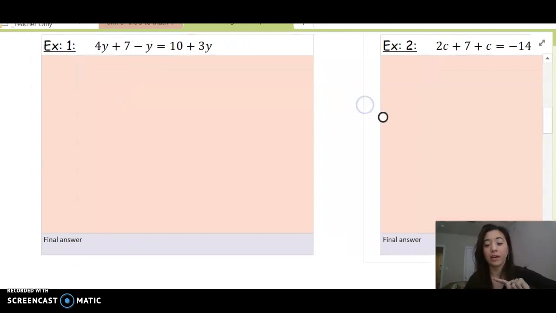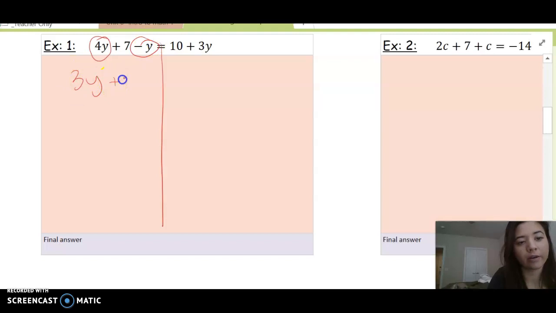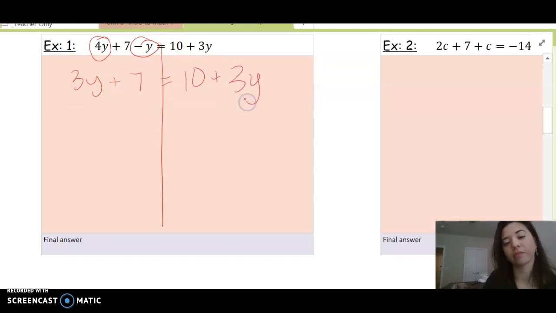Okay, so again, we're combining everything we've learned so far. So we need to first simplify, get our variables to one side, and then we can solve. So I'm going to draw my line down my equal side. I'm going to simplify first. I don't see anything to distribute, but I do see two terms with y's over here, so I'm going to combine them. I have a 4y and a minus y to give me 3y plus 7 equals 10 plus 3y. Okay, now I'm going to get my variables to one side.